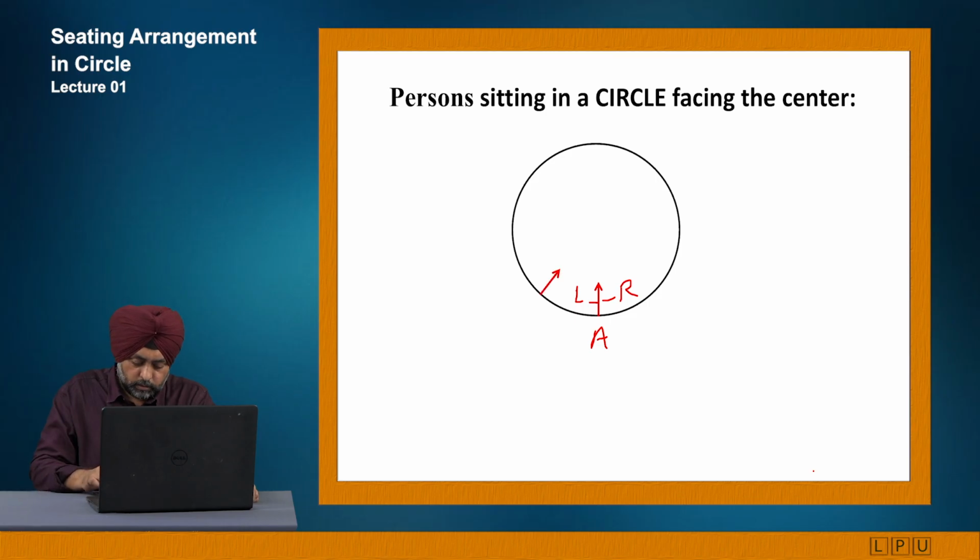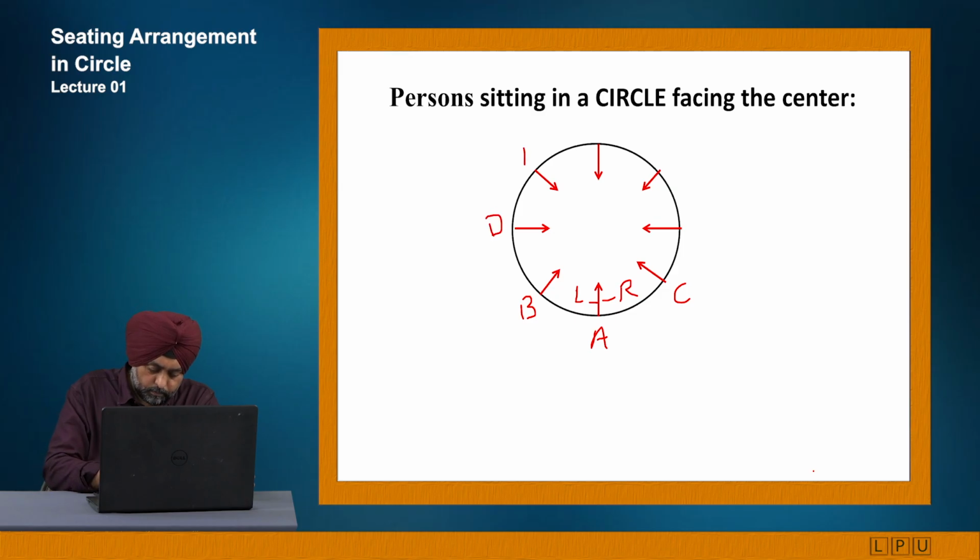Suppose there are two more people sitting in the circle. Let these two people be B and C. B and C are called the immediate neighbors of A. Remember, there will be only two immediate neighbors, one to the left and one to the right. There will not be 2 or 3 or 4 neighbors, only two neighbors. Now, suppose there are other people also sitting in the circle. Let these people be D, E, F, G and H.